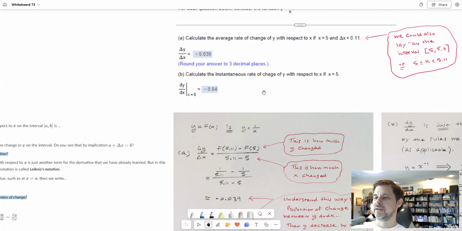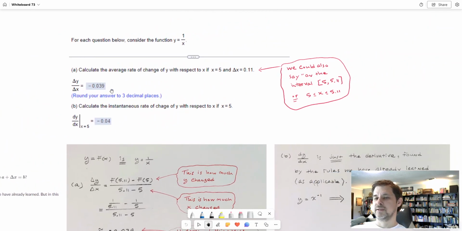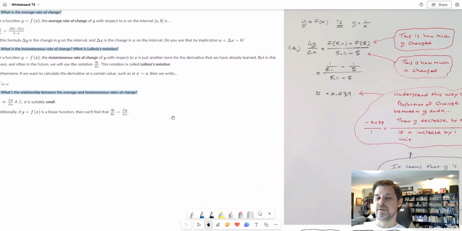And I think we saw it here, didn't we? It's no coincidence that these numbers are extremely close to each other. They're just off by like 1 part in 1,000. They are very close, and that change in x was small. Okay, so you can expect that to be true.